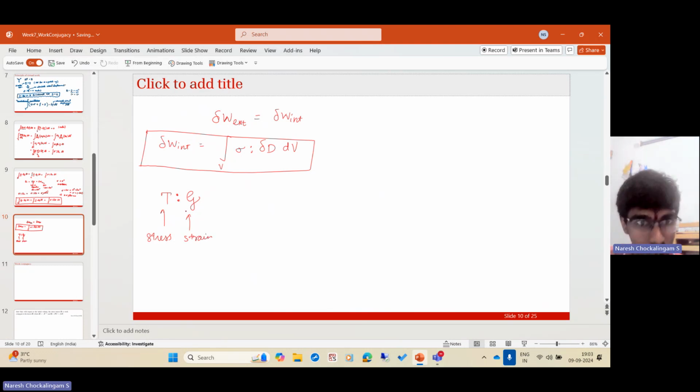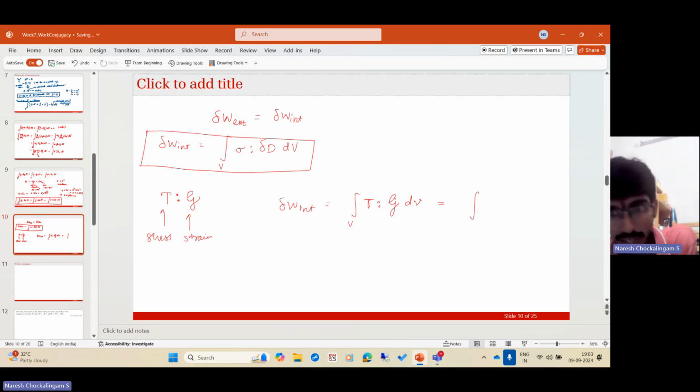These two are said to be work conjugate to each other if they obey this relationship. Basically, by taking the contraction of a stress-like quantity T with a strain-like quantity G, we recover the internal virtual work done, which is σ double dot δD dV. If this is possible, then these two are work conjugate to each other.